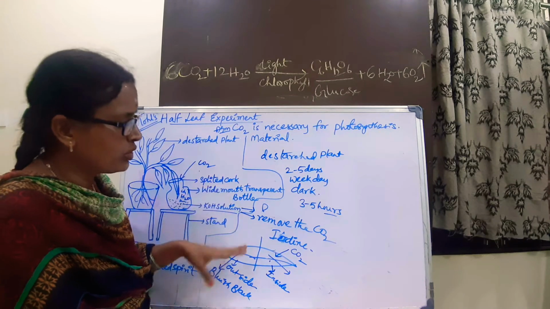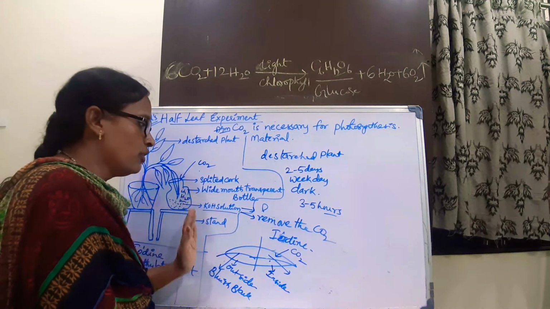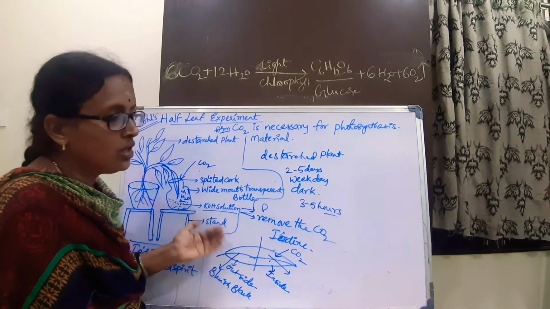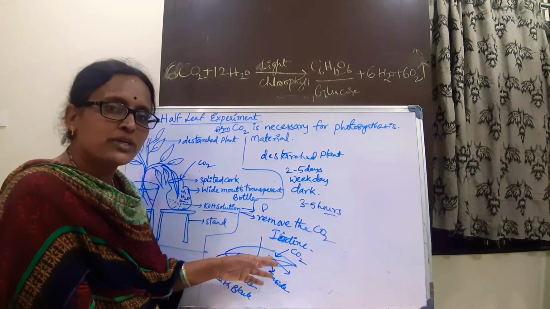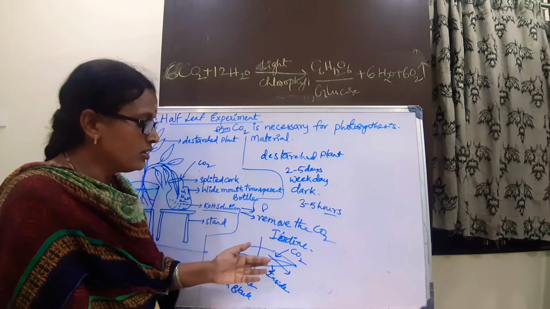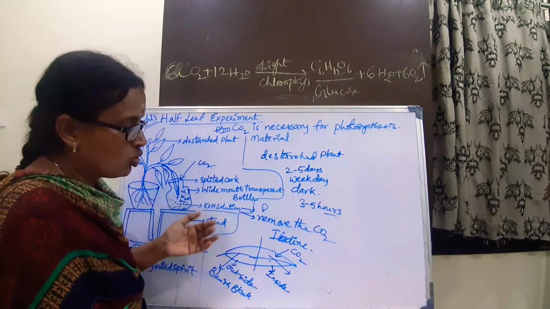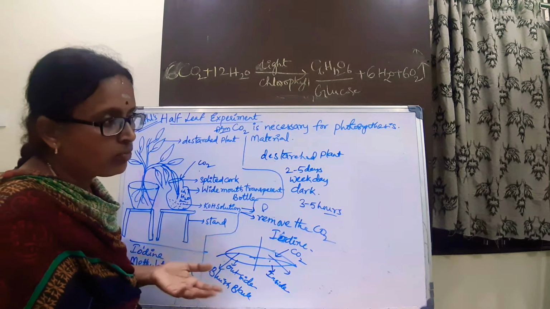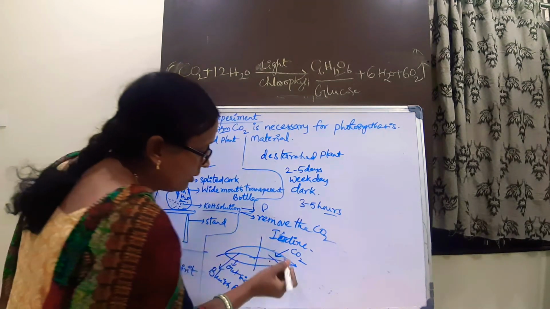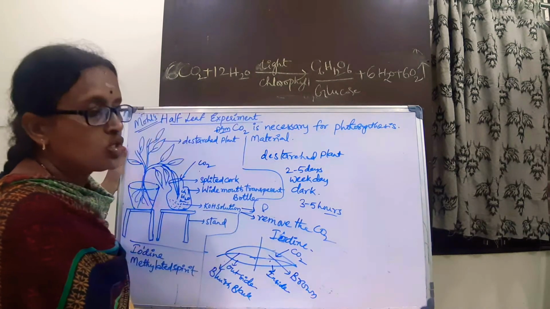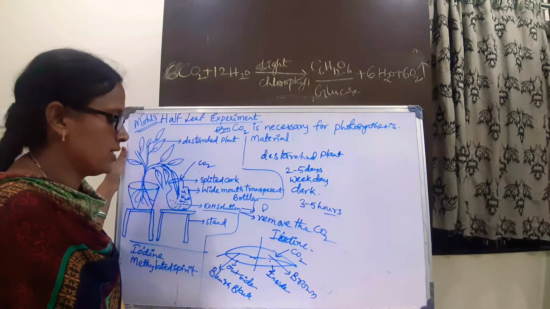Observations clearly you have to write down. First observation: the leaf which is exposed to the sunlight turns bluish black. The leaf which is present inside the bottle becomes pale. It won't give any color. It becomes brown instead of bluish black, because there is no availability of carbon dioxide.